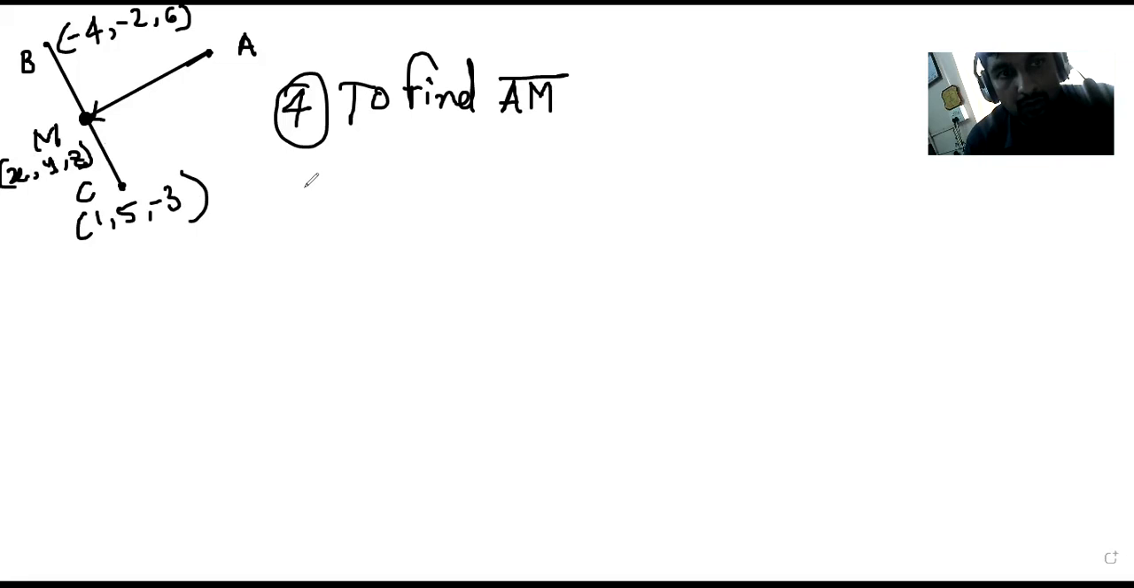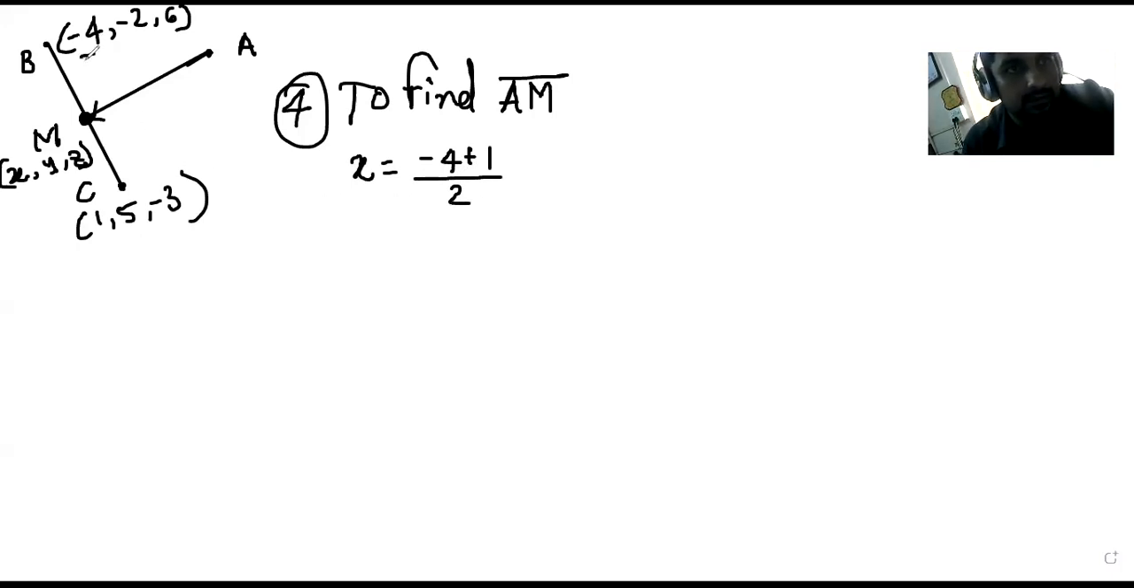And to find those coordinates, we have the formula: x is equal to, now you just have to add the end coordinates and divide by 2. So first, the x coordinate would be equal to -4 + 1 divided by 2. See what I'm doing.